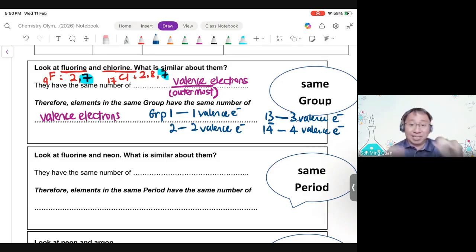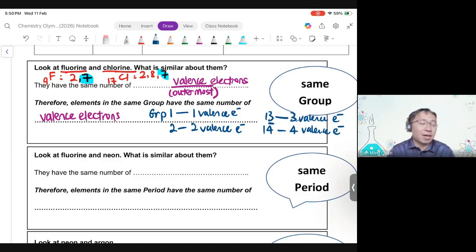Please be careful with the teens. Group 13, 3 valence electrons. 14, 4 valence electrons. 15, 5 valence electrons. Group 16, 6 valence electrons. And finally, group 17, 7 valence electrons.